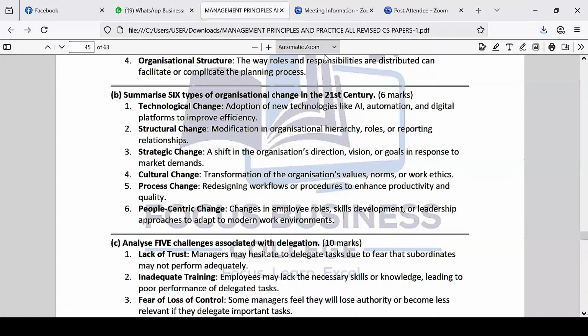Number three is strategic change. This is very important. You must change your strategies to ensure that you are able to survive. It is a shift in direction, vision, or goals in response to market demand. Your vision must change, your mission must change, and even your objectives must change.